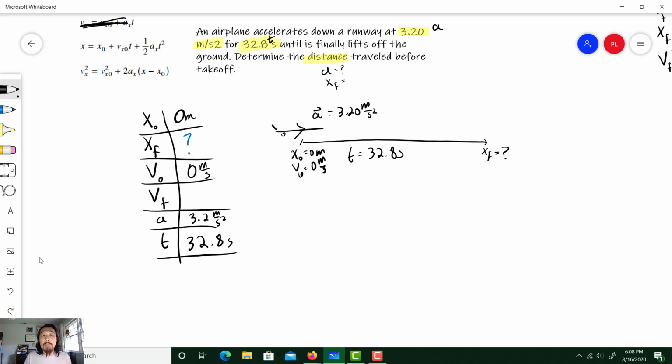I do have my initial position. Do I have my initial velocity? I do have my initial velocity. Do I have the acceleration? I do have my acceleration. Do I have the time? I do have the time. Now, you can use the equation when you are missing all but that one variable that you are looking for. And in this case, it's the final position. So I'm going to use equation 2.